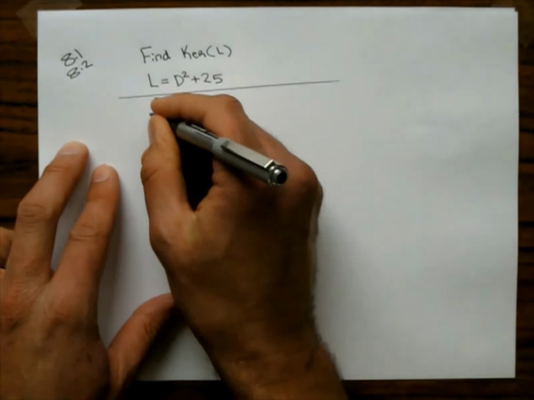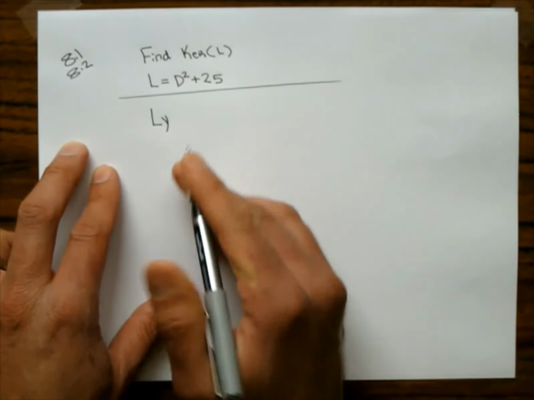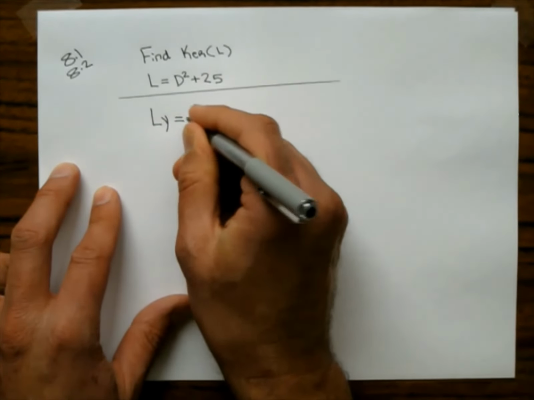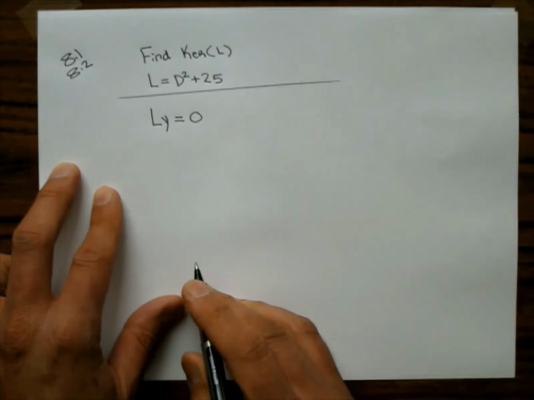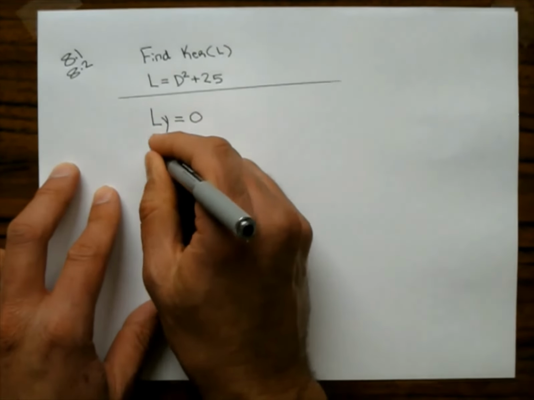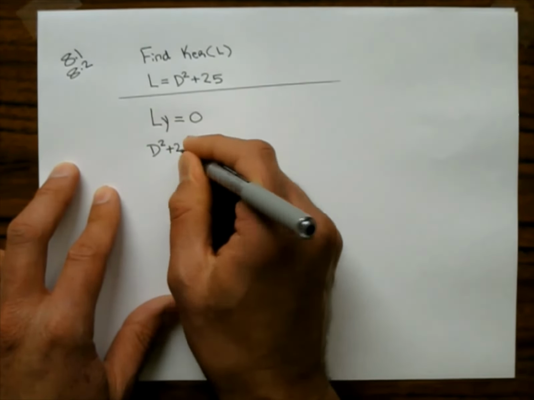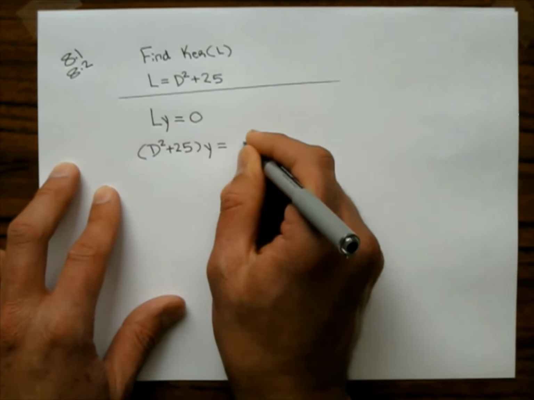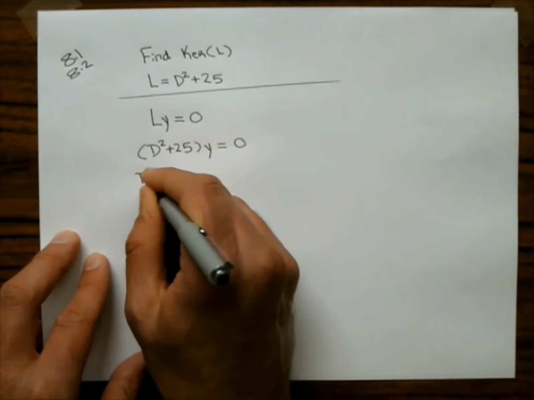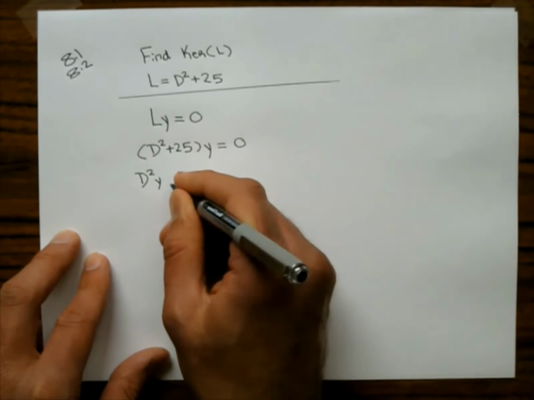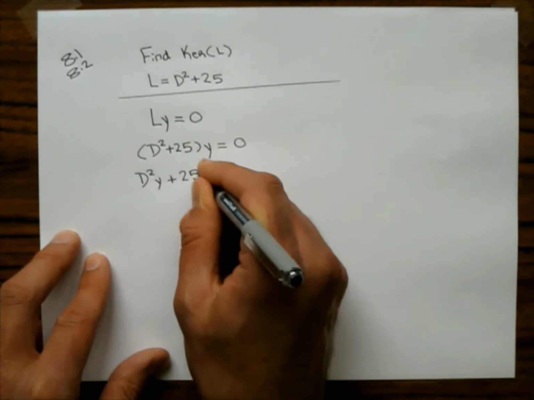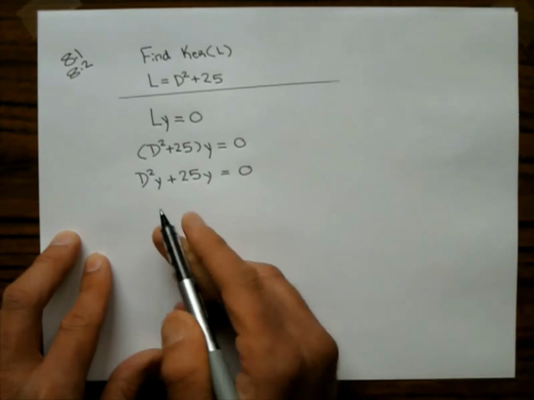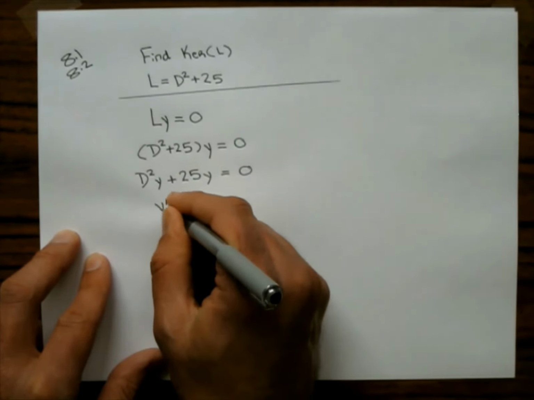The kernel of the linear transformation are all the functions y where, when you go Ly, it takes you to 0. So I'm going to replace the L with d squared plus 25. And then we have a y there. This equals 0. So this is d squared y plus 25y equals 0. What's the second derivative of y? It would be y double prime.